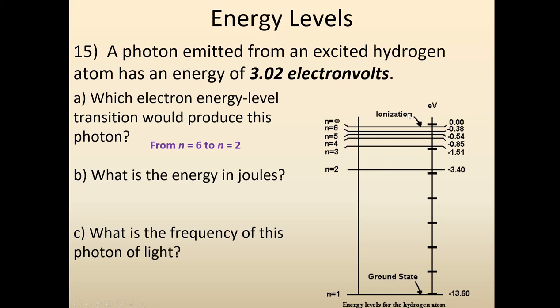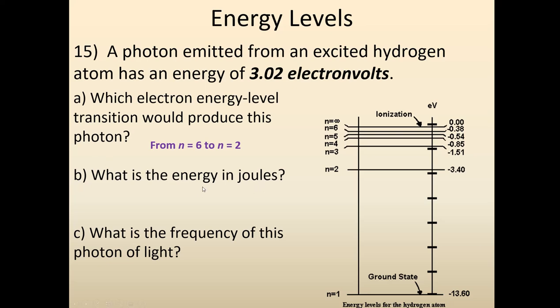And yes, you will have to keep track of this. Multiple choice questions pop up all the time where they'll have n equals 6 to n equals 2, and then another choice would be n equals 2 to n equals 6. So they love throwing this combination. So you want to keep track: is the photon being emitted or is it being absorbed? Is the electron jumping up or is it jumping down?